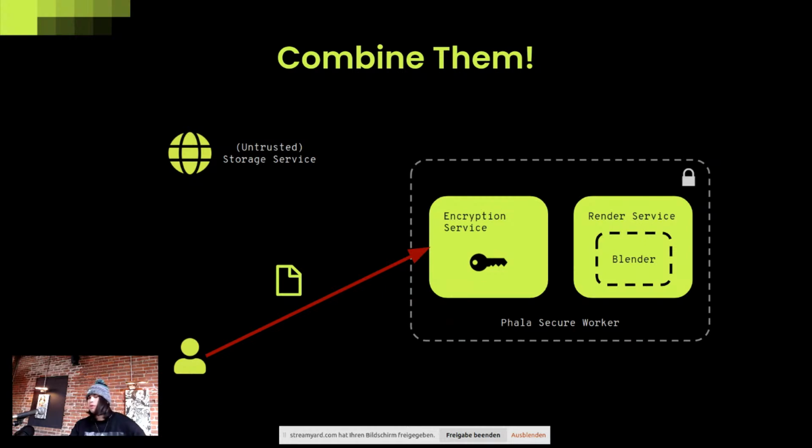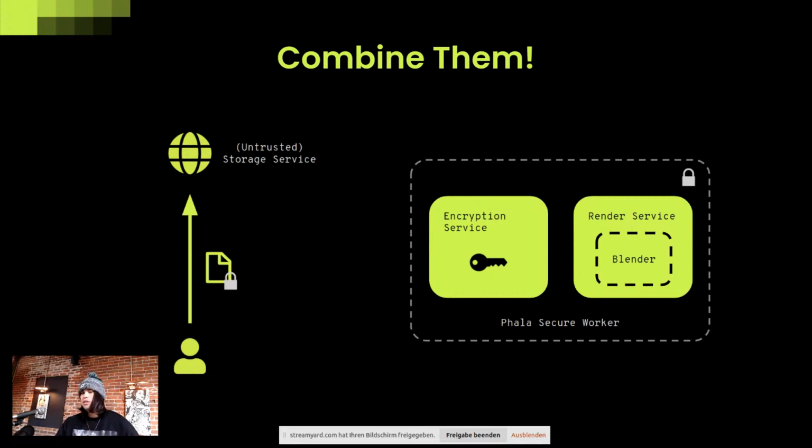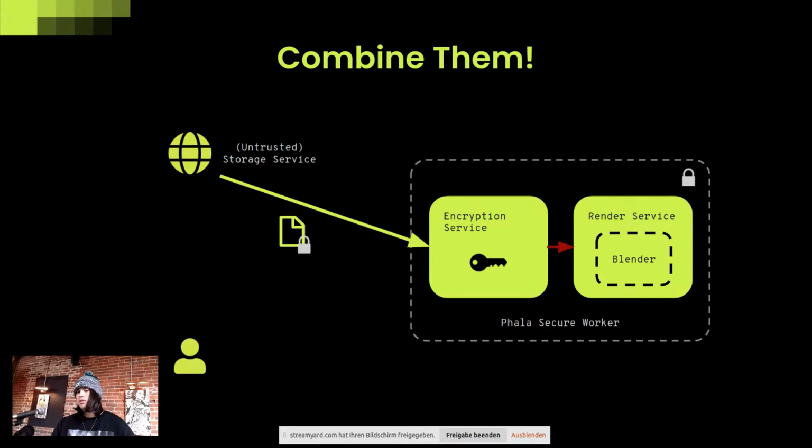So we're able to send the plain text file to the Phala secure enclave worker, where the encryption service key will be there. We will then get returned an encrypted file that we will then send to the untrusted storage service. The untrusted storage service will have a file ID that the Phala secure enclave worker will retrieve and be able to decrypt and then render in the Blender server, in the render service for the Blender.